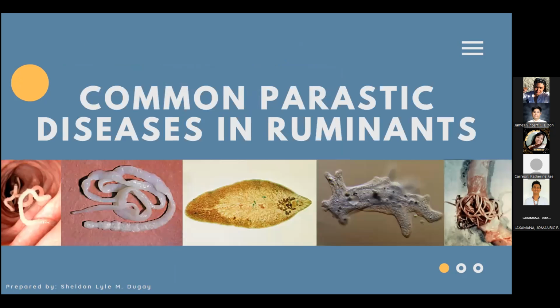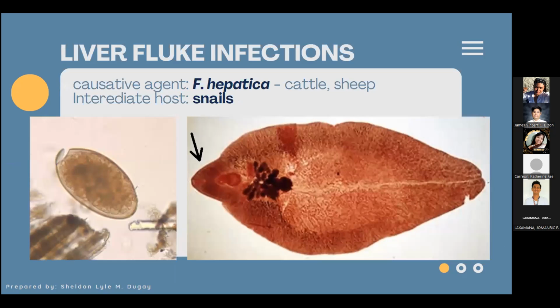Then next, ito na tayong last, yung common parasitic diseases in ruminants. Ito yung pinaka-common, yung liver fluke infections ng cattle, sheep, mga buffaloes, and other ruminants. So yung causative agent ng cattle and sheep liver fluke infections is Fasciola hepatica. Hindi ko malagay yung Fasciola. Fasciola hepatica sa cattle and sheep. Tapos yung intermediate host niya is snails.